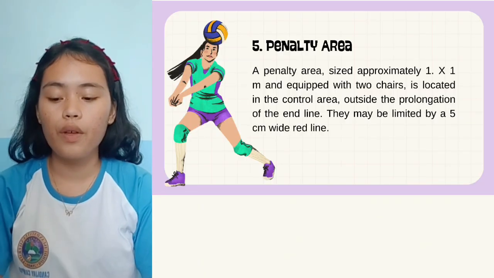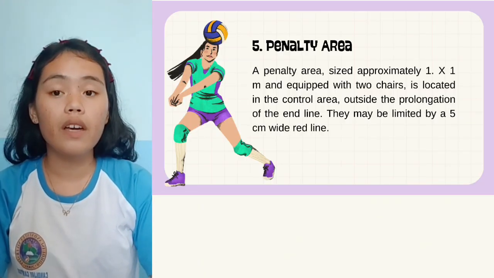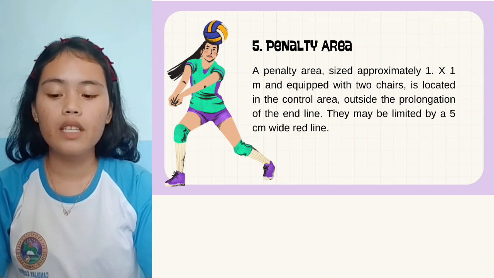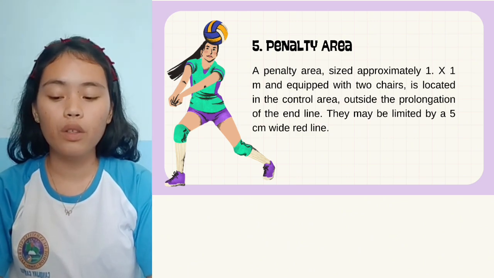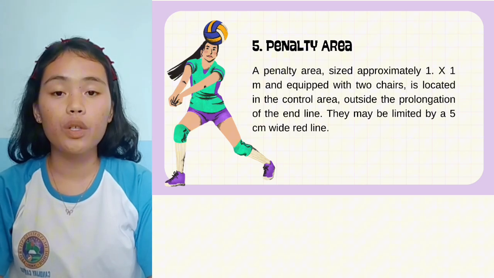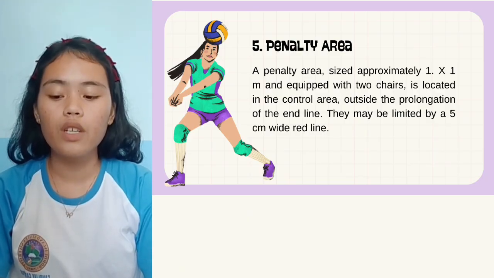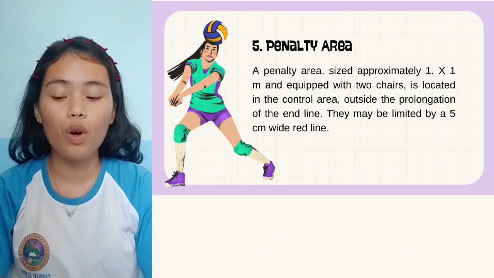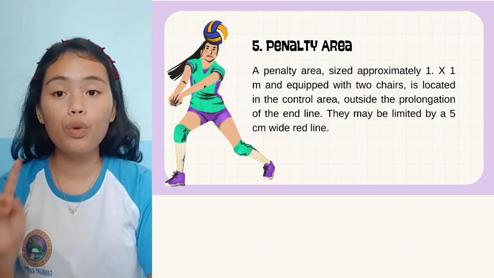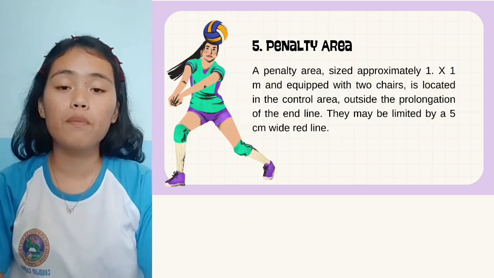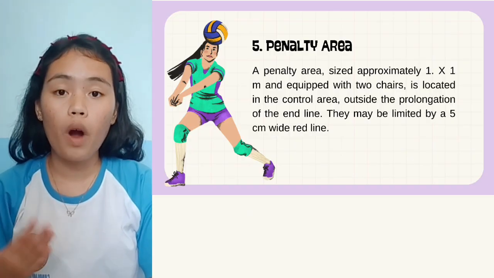Next is the penalty area. This is another important area or space. This is a small 1 by 1 meter box, usually marked with a red line, located outside the prolongation of the end line in the control area. It has 2 chairs, and this is where penalized players are required to sit.